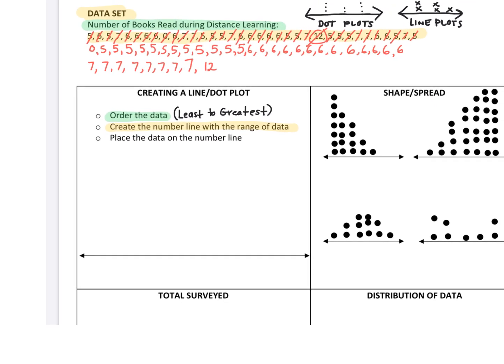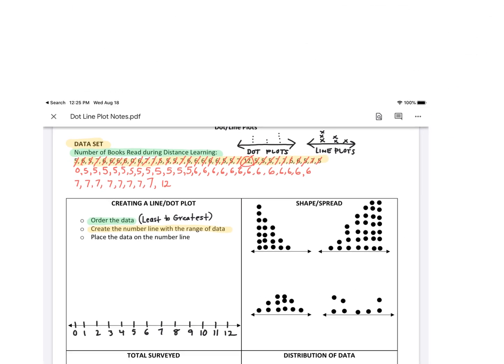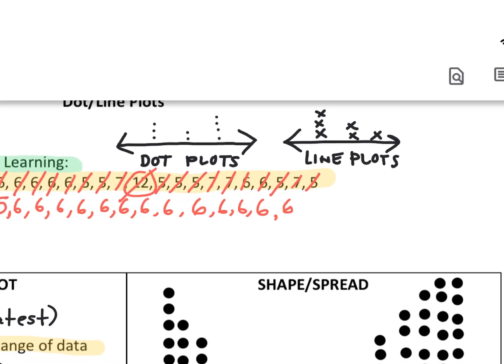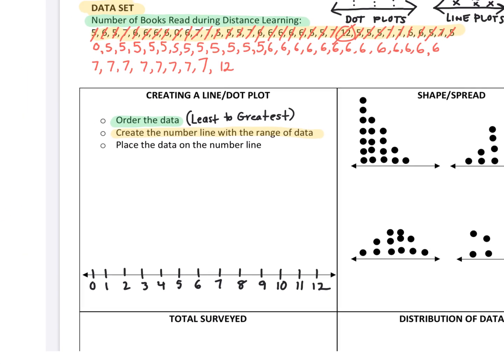All right, so I know I'm going to have to go 0, 1, 2, 3, 4, 5, 6, 7, 8, 9, 10, 11, 12. Now let's number it. 0, 1, 2, 3, 4, 5, 6, 7, 8, 9, 10, 11, 12. Now we can do a dot plot or a line plot. I don't care. Remember, a dot plot has dots, a line plot has X's. I'm lazy, so I'm going to do dots, if that's okay with you guys.